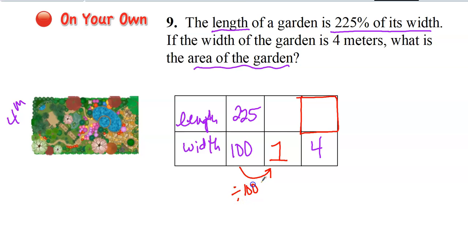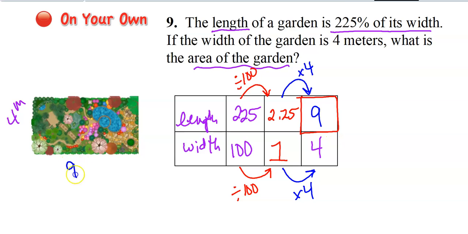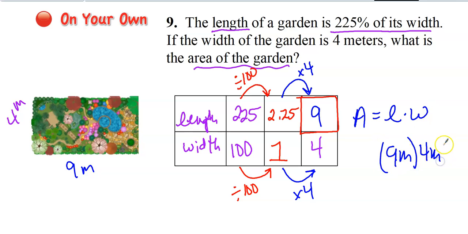I divide by 100, and you should get 2.25. The next pattern is to go from 1 to 4. Let's use blue. When I go from 1 to 4, it's a times 4. 2.25 times 4, and I get 9. So the length is 9 meters and the width is 4. Area equals length times width, so it's 9 meters times 4 meters, which equals 36 meters squared.